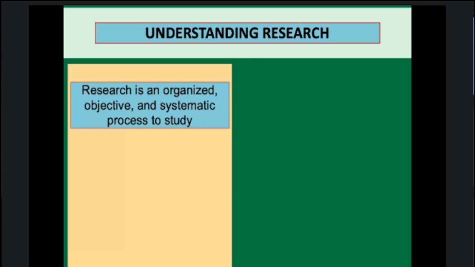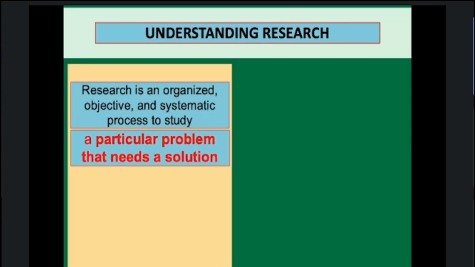Research is basically an organized, objective, and systematic process to study a particular problem that needs a solution. So research is only undertaken when there is a problem. Whether a research is going to be a very good one or not is definitely dependent on the kind of problem that we have identified and defined. Later I will explain more.